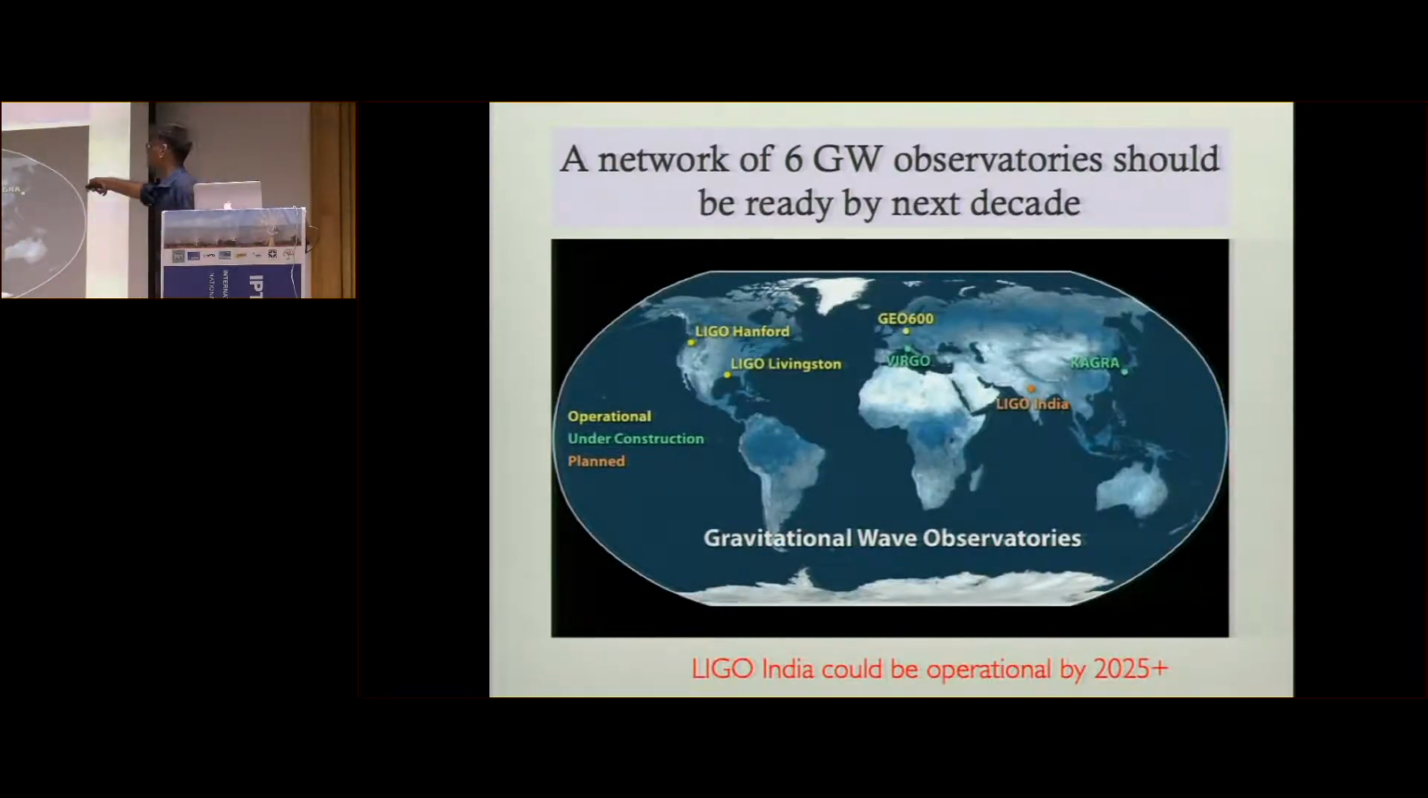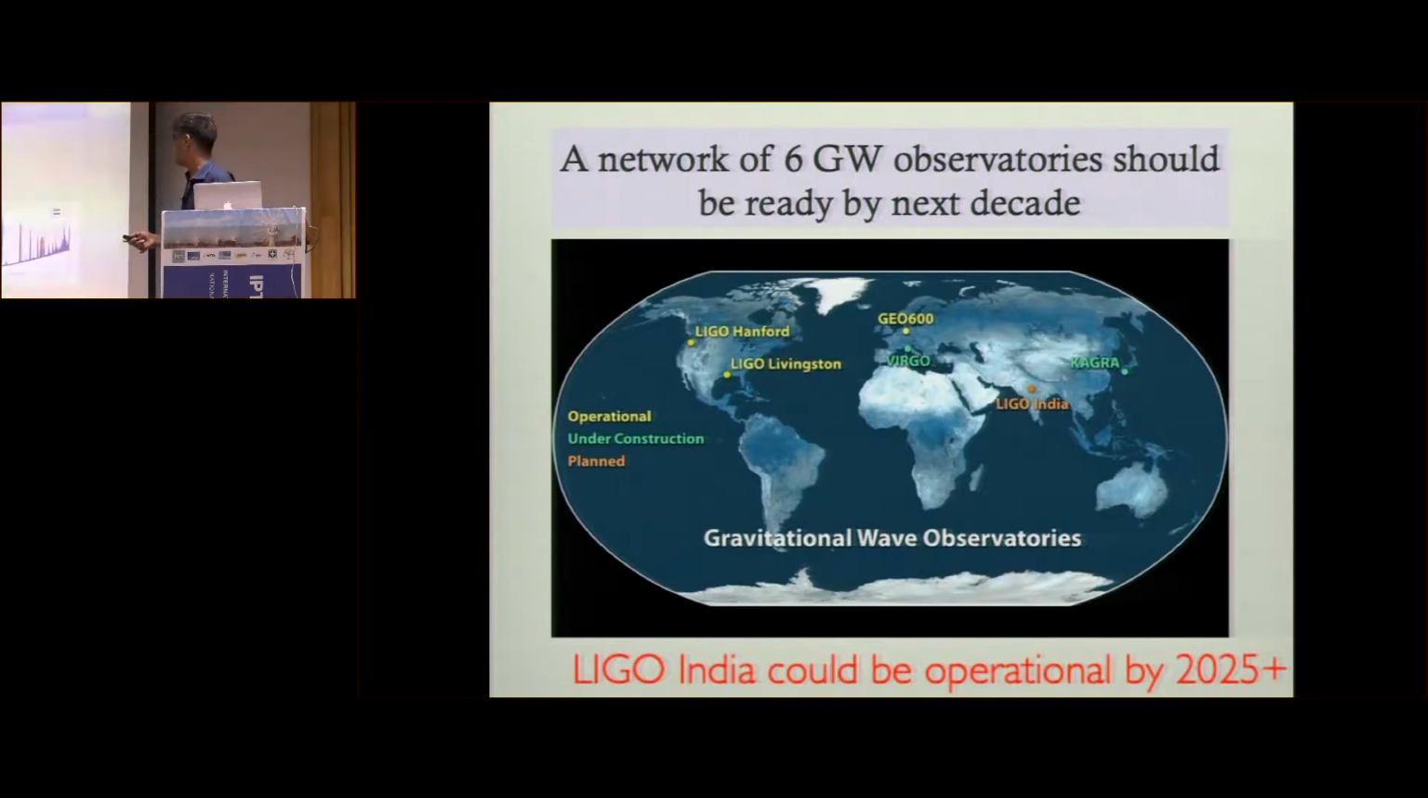And these days we have two interferometers of the LIGO consortium along with Virgo in Pisa, Italy operating, and they have been picking up events essentially once in a couple of days. We are in O3 these days, and a network of 6 gravitational wave interferometers will become operational during the next decade, including KAGRA and LIGO India. Actually, in India there will be an interferometer, LIGO India, by 2025 plus.